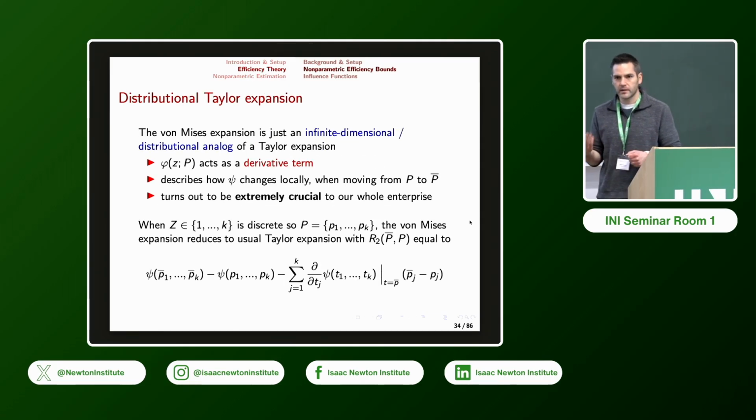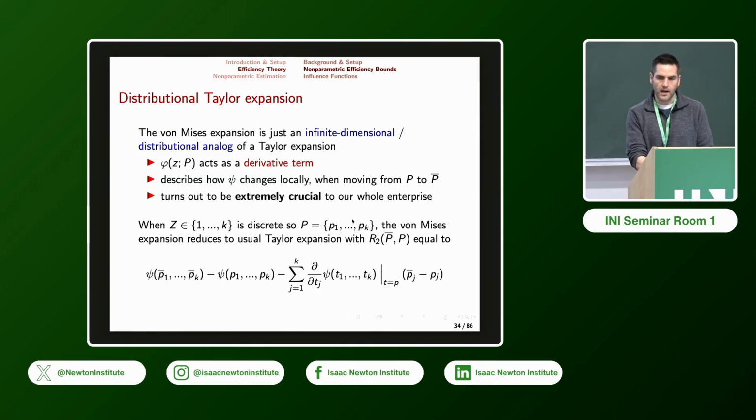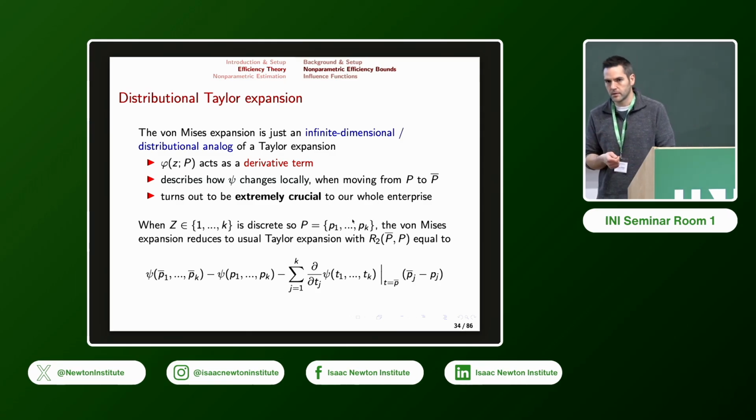And you can, again, get some intuition by thinking about the discrete case where the distribution just takes some finite number of values. Like you've got discrete covariates, for example, and discrete outcomes. And then this is just a usual vanilla Taylor expansion. There's nothing fancy going on at all.